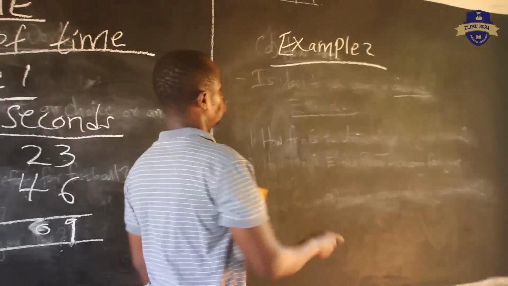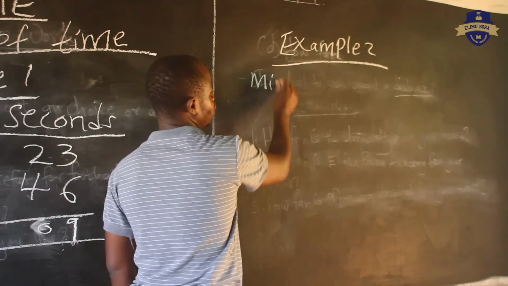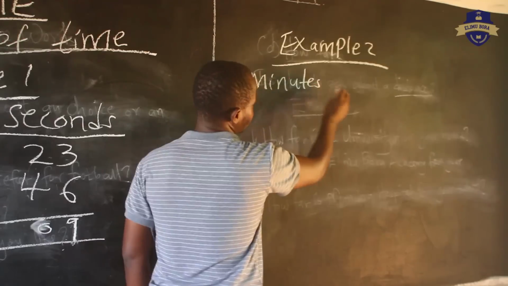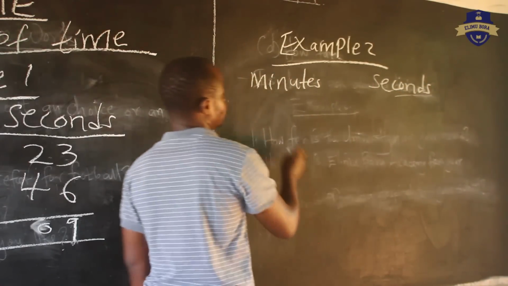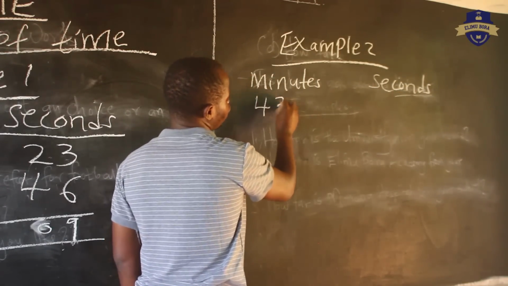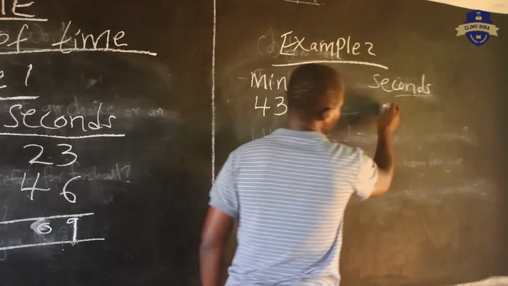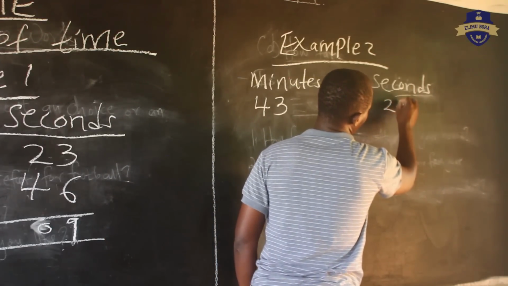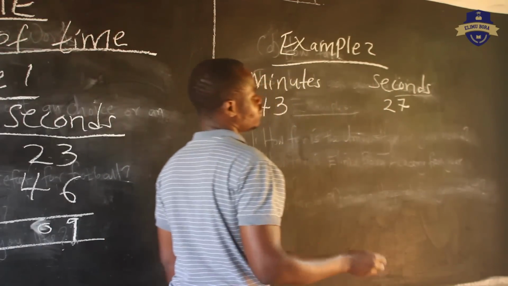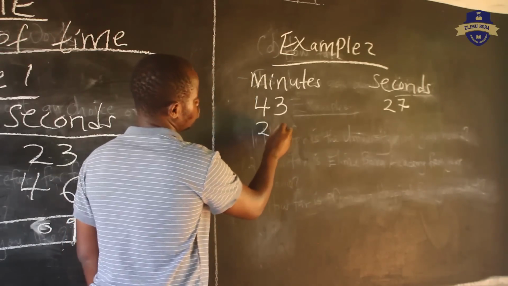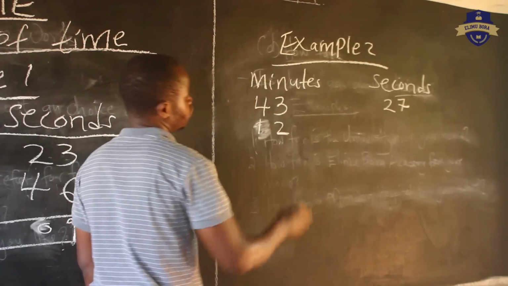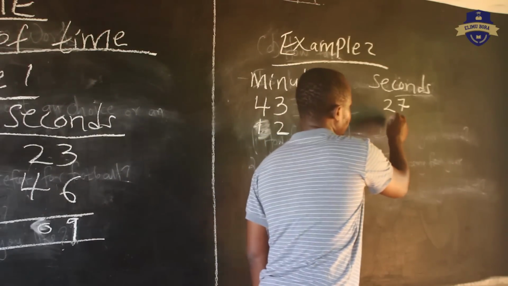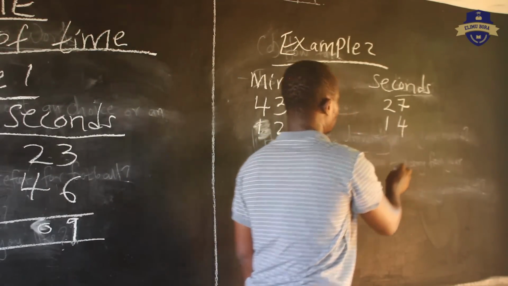Example 2. So we have the units, that is minutes and seconds. You have been given 43 minutes and 27 seconds. We are going to add 12 minutes and 14 seconds.